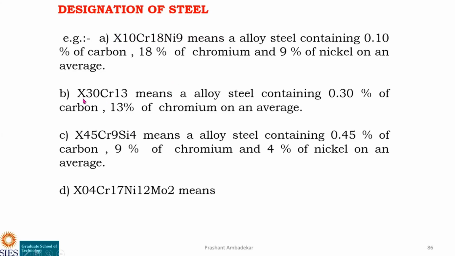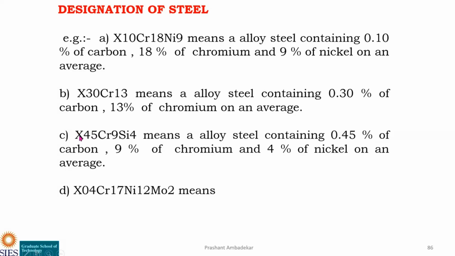Similarly, you can see for the second example, X30. So forget about X. Say 30, 30 is the percentage of carbon. How many times? It's 100 times. Then chromium is the only alloying element which is added. There may be other alloying elements, but those may be in less quantity, and so it's not indicated in the designation.